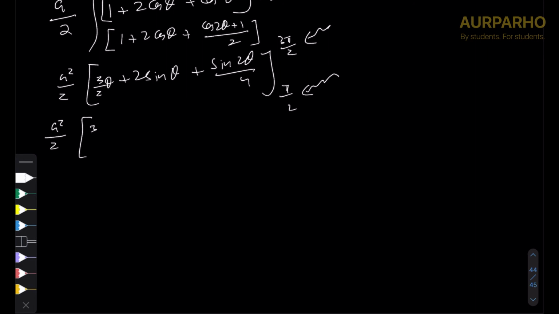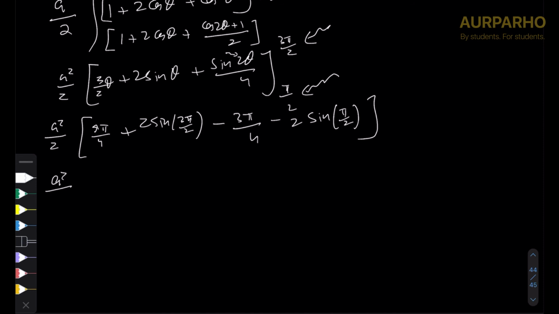So 3 over 2 times 3 pi over 2 is 9 pi over 4 plus 2 sine 3 pi over 2, right? And then sine of 3 pi would be 0, so let's add a minus there. Minus 3 pi over 4 minus 2 sine pi over 2, and then again, because it's multiplying by 2, it becomes pi, so it's 0. Let's do the arithmetic. 9 pi over 4 minus 6 pi over 4 would be 3 pi over 2, right?